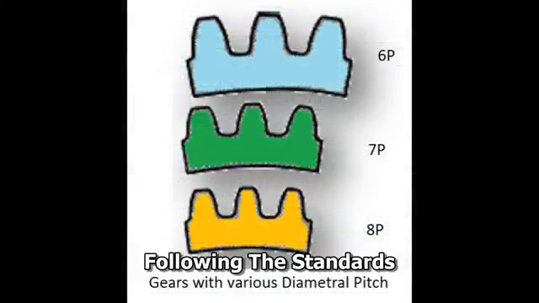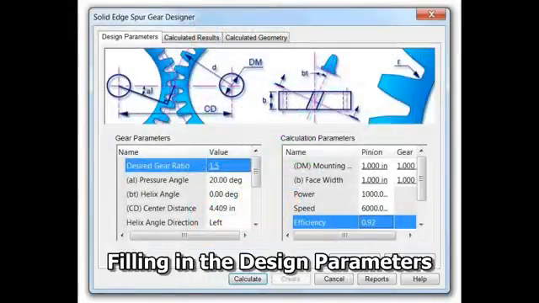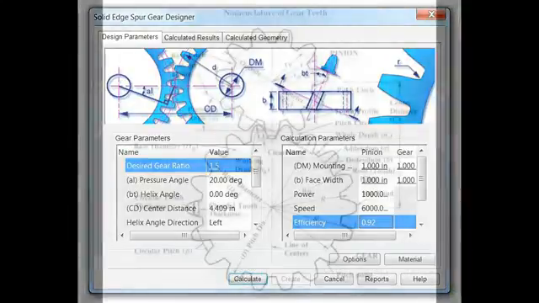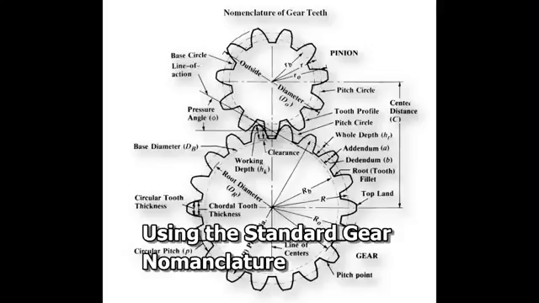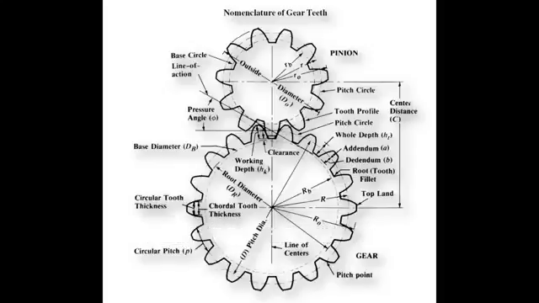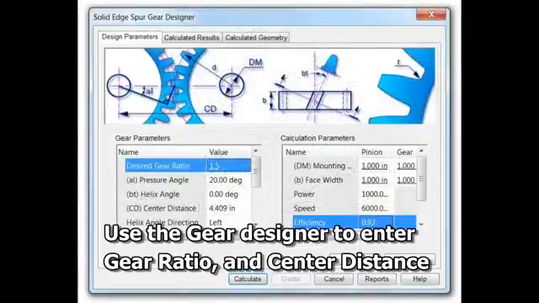When the dialog comes up, we fill in the pattern for the parameters that we wish to obtain in our results. Using the standard gear nomenclature, we can then go in and provide information that would be needed in order to optimize our gear system.